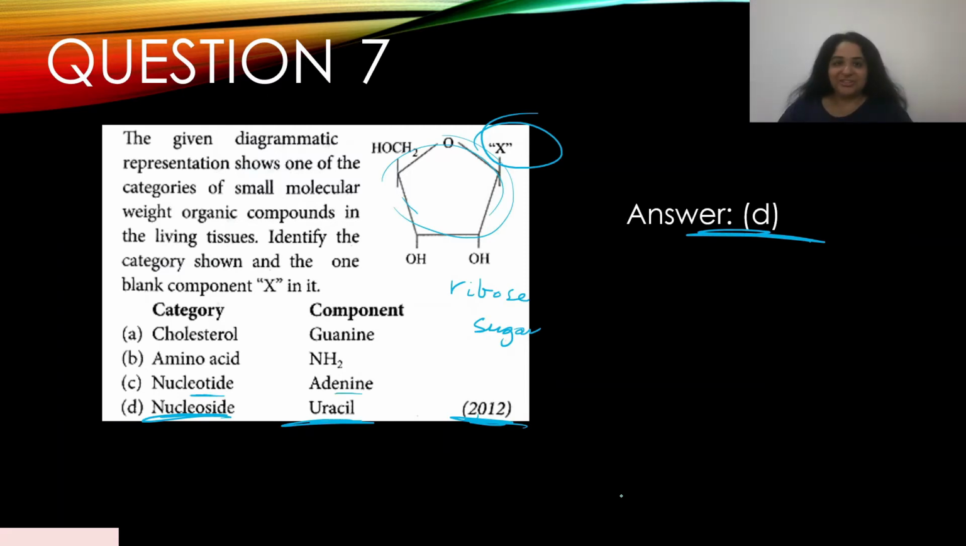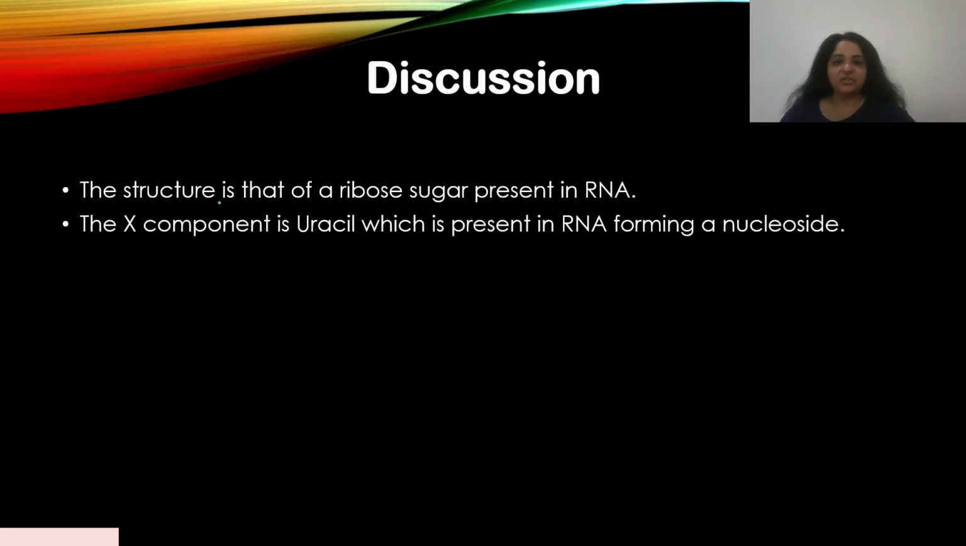Okay, so let's go to the discussion. The structure is that of a ribose sugar present in RNA, and the X component is uracil, which is present in RNA, forming a nucleoside. All right, so you already discussed nucleoside earlier. So we'll move on now.